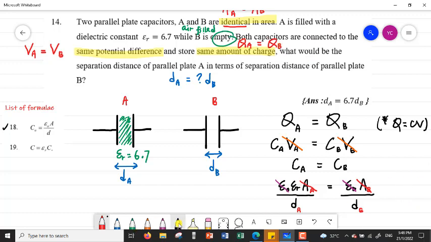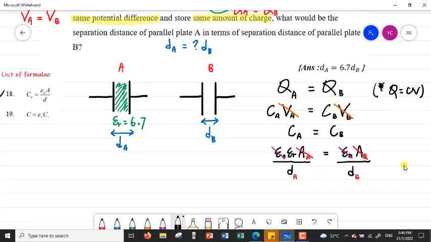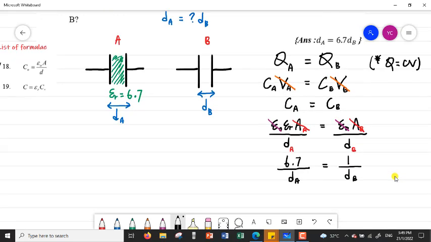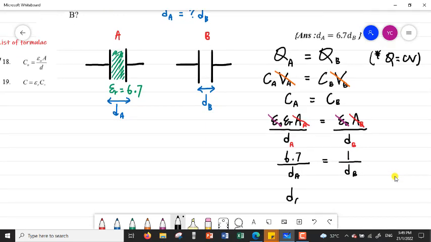So now we are left with the dielectric constant and the separation, so we can solve the question. The dielectric constant for capacitor A is 6.7 divided by the separation between the plates for capacitor A, equal to 1 over the separation between the plates for capacitor B. Simplifying it, we get that the separation distance for capacitor A is 6.7 times the separation between the plates in capacitor B. So this one will be our answer.